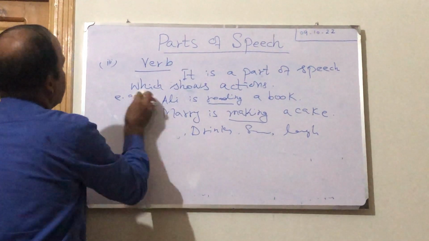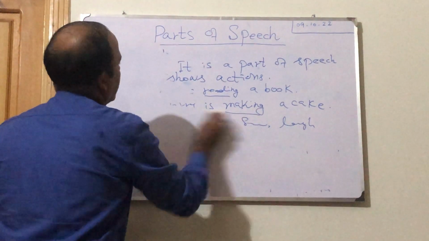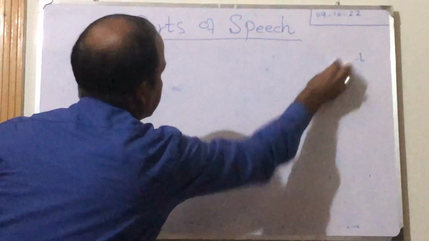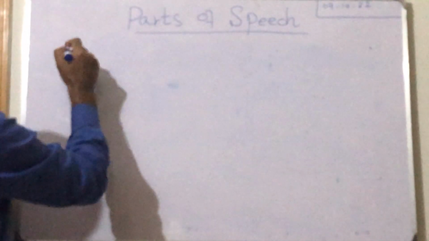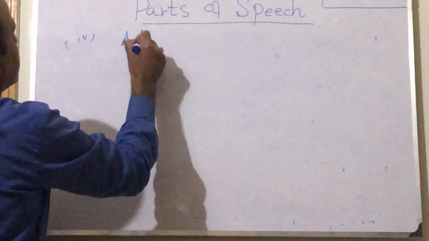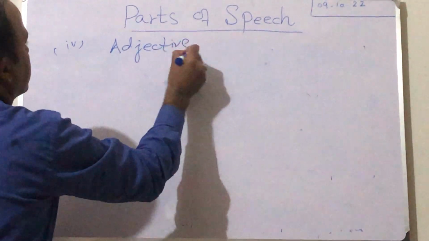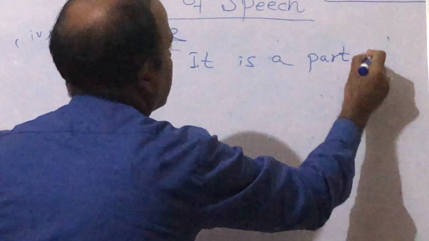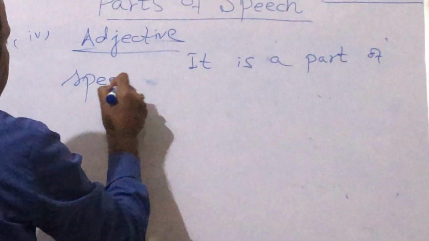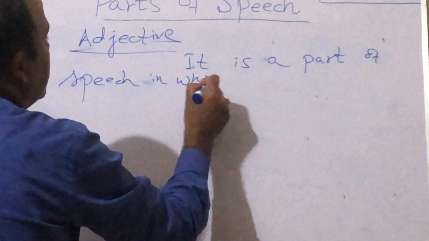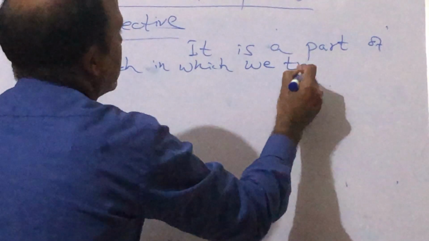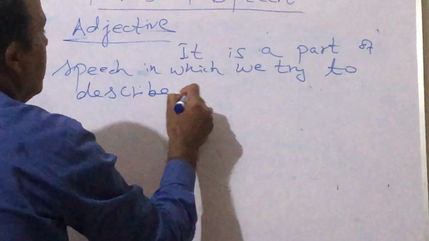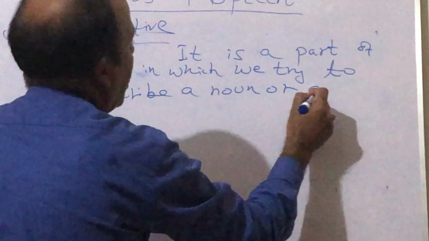Now, the next thing is adjective. Okay? Now here you need to be careful. I want you to be a bit more attentive here. Alright? The fourth tier is adjective. It is a part of speech in which we try to describe a noun or a pronoun.